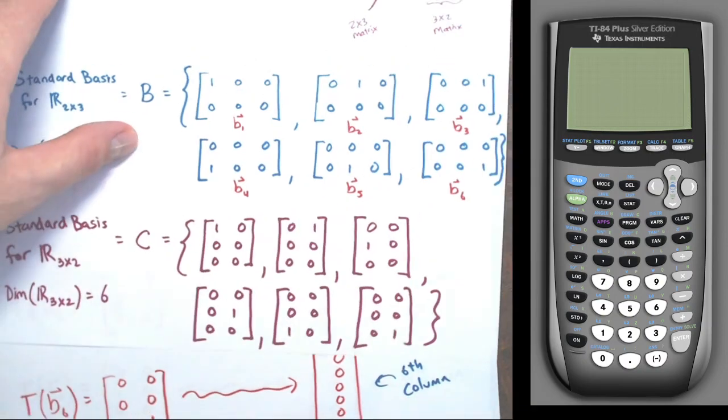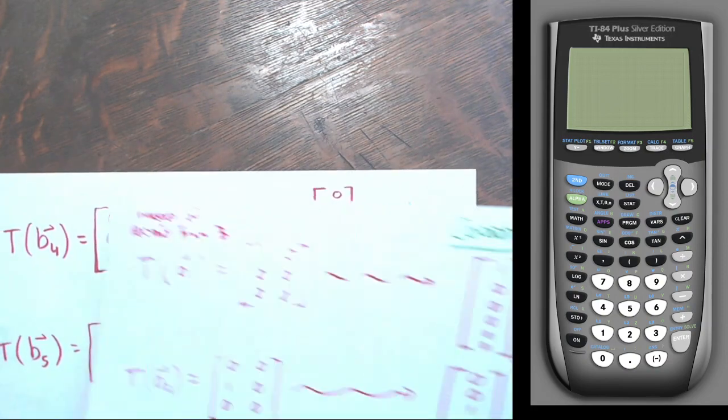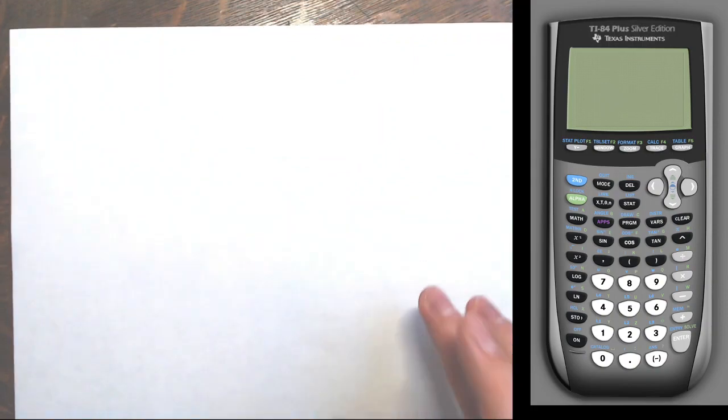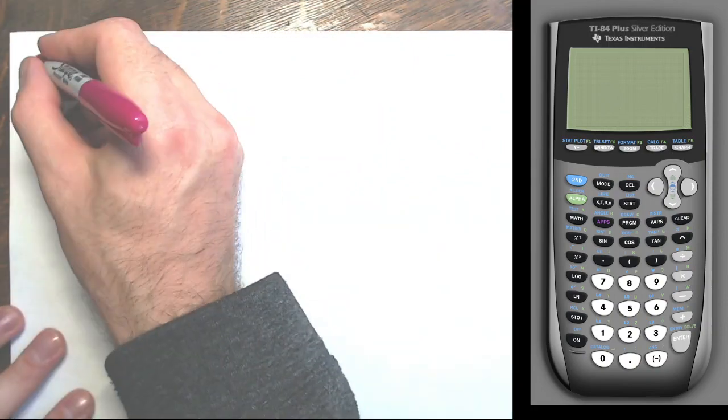So now that I've got, I mean, it's a lot, right? There were 6 of these, but now that I have every column, we can write the coordinate vector representation of T. I'll do that here. So here is the coordinate vector representation of T.